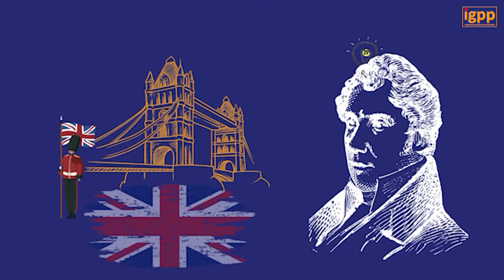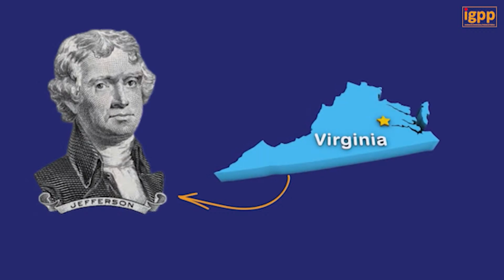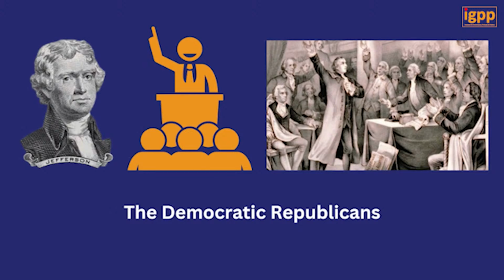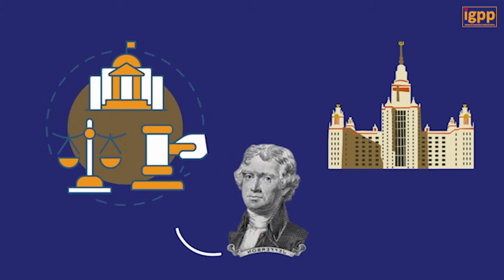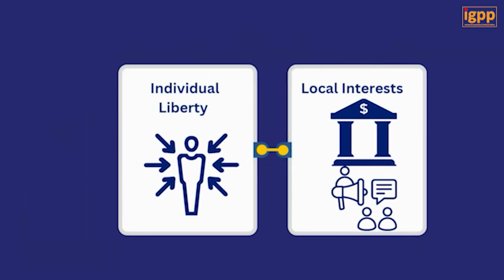On the other side of the spectrum was Thomas Jefferson, a southern plantation owner from Virginia. Jefferson prioritized state sovereignty over federal authority, fearing that too much power in the hands of a centralized government would jeopardize individual liberties and local interest.